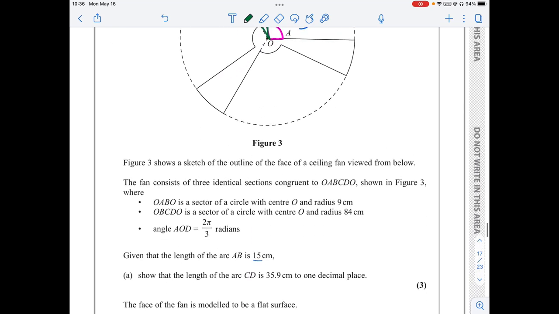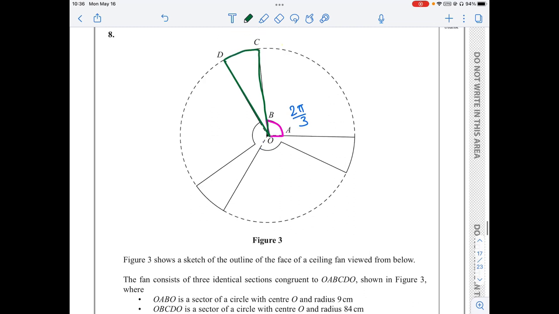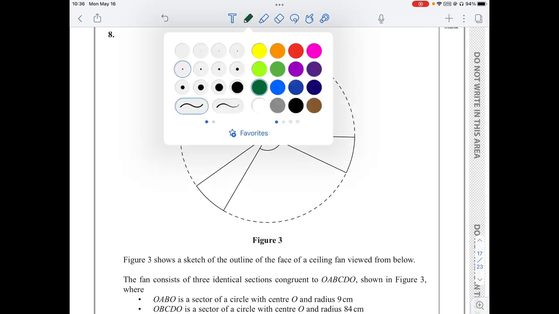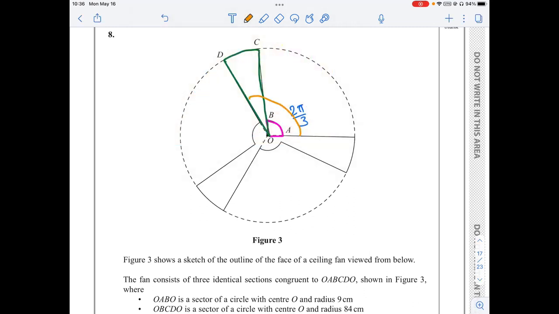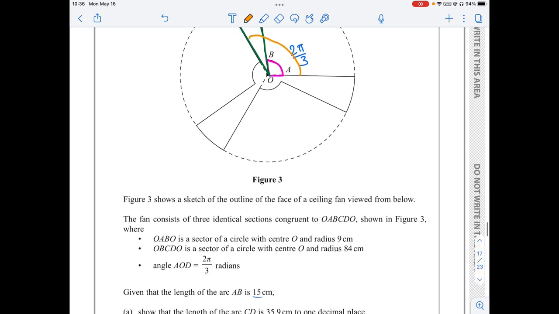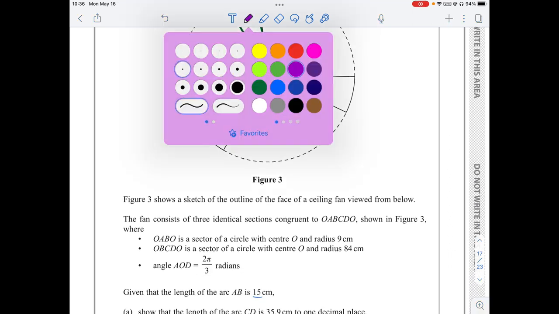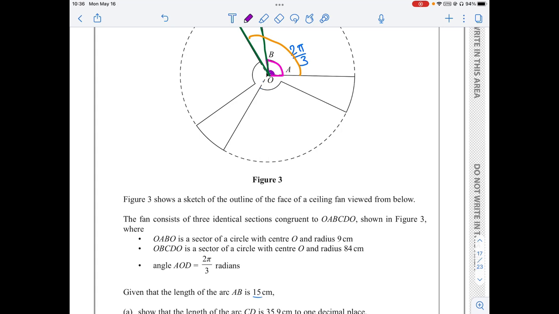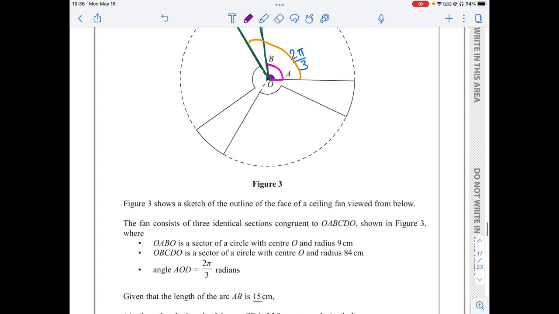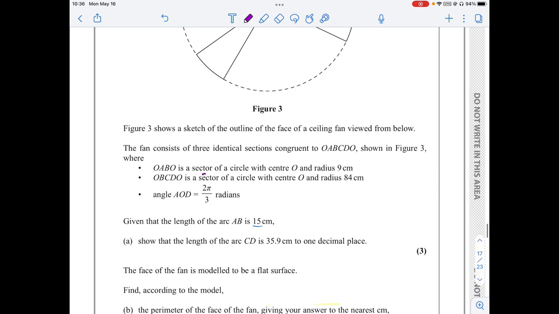Angle AOD is equal to 2 pi by 3. The total angle AOD is 2 pi by 3. So first of all, what am I going to find? I am going to find this small angle, angle AOB. The radius is 9 and the arc AB is 15 centimeters. Show that arc CD is 35.9.